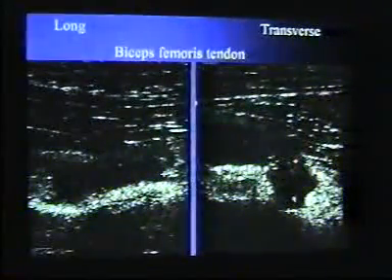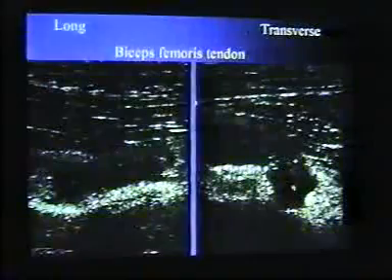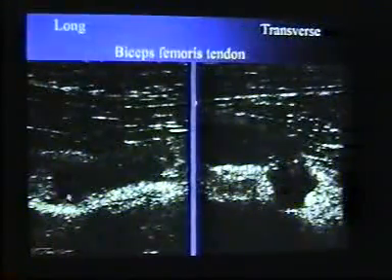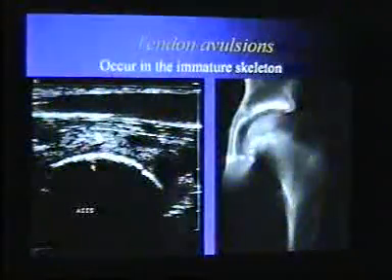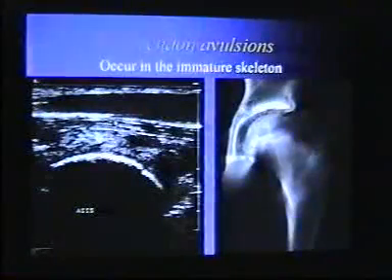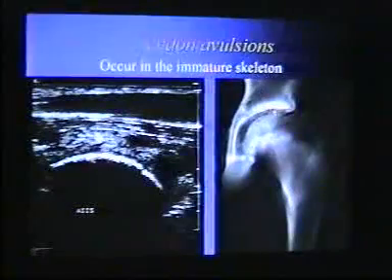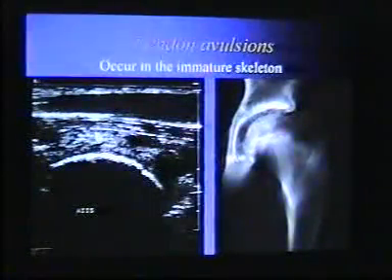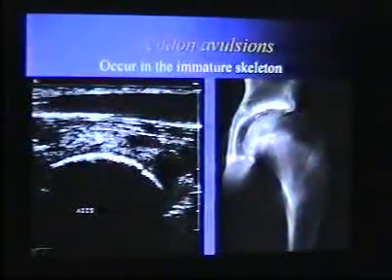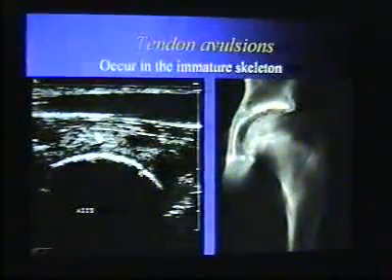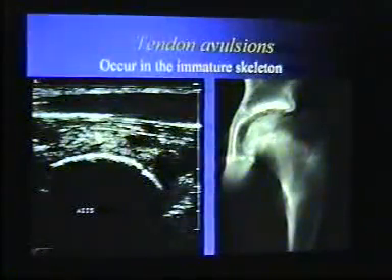Here is biceps femoris showing the tear. Here is again a biceps tear. Then tendon avulsions occur in the immature skeleton. Here is tendon avulsion. Will have changes in the bones. Here are the changes in the bones and the tendons.